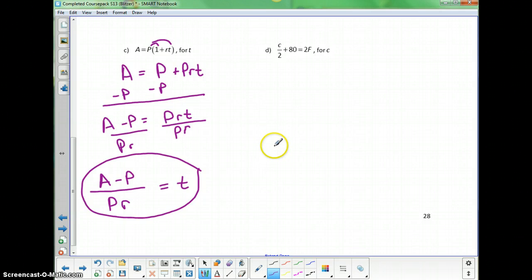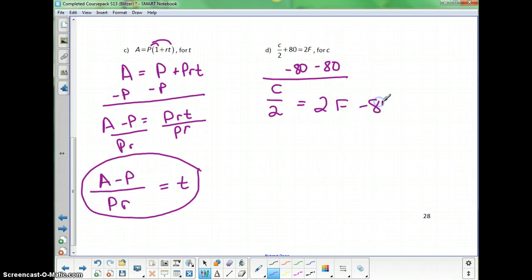Okay, and the last one on this page, we want to solve this formula here for c. Alright, so my c is there. I've got that plus 80. I'm going to have to subtract 80 from both sides. That'll leave me with c over 2 equals 2f minus 80. Those aren't like terms, so I just write 2f minus 80.